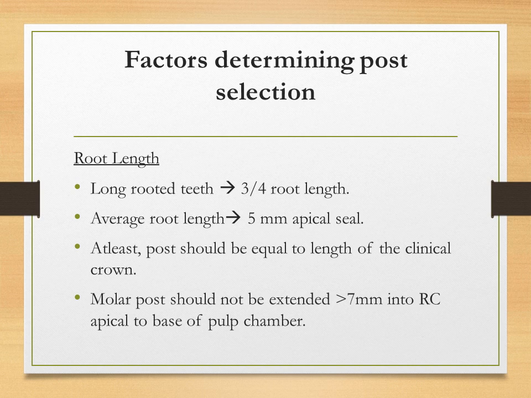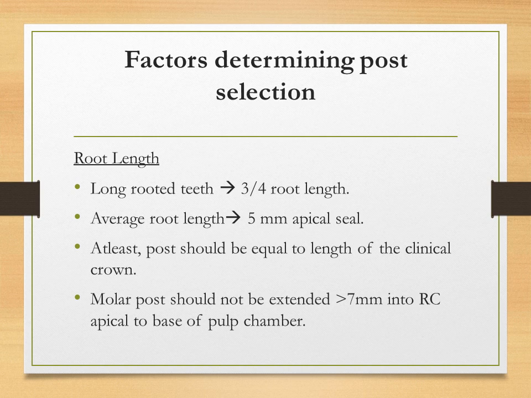So anything below 3 mm is not going to give you a very good or decent apical seal. So please keep in mind the apical seal can vary from 3 to 5 mm for your short to average root lengths, and for your long root lengths, of course, you can have more than 5 mm of apical seal also, because your root can afford to give you more than 5 mm of apical seal as well.